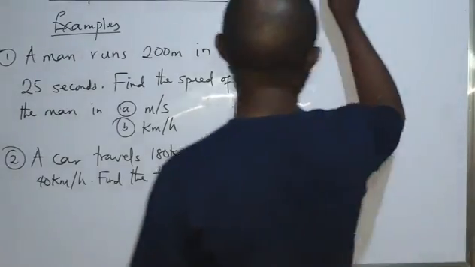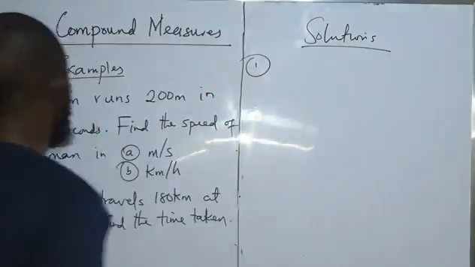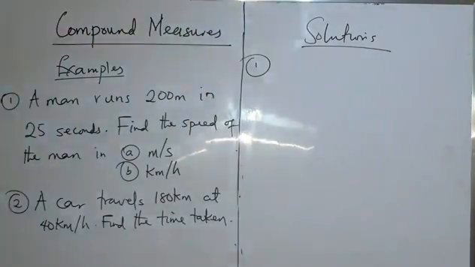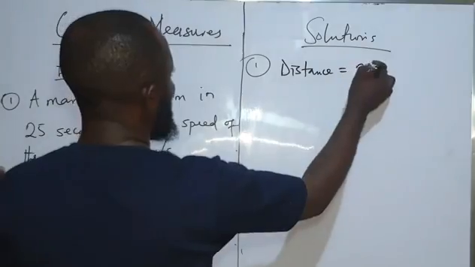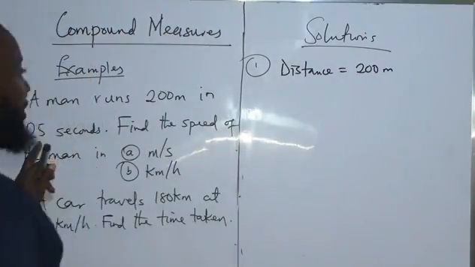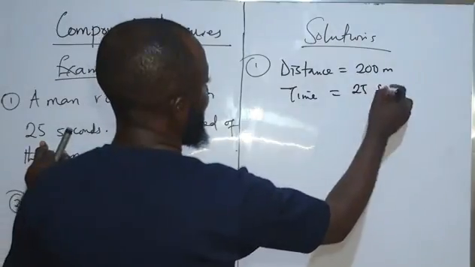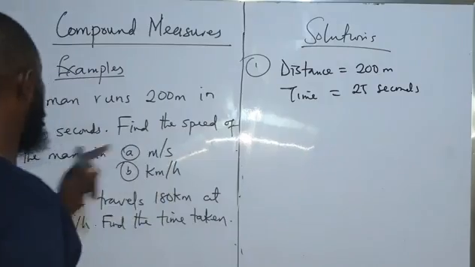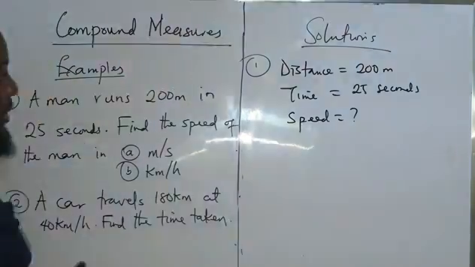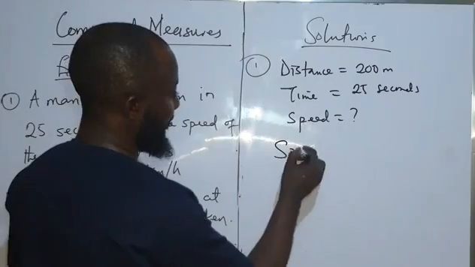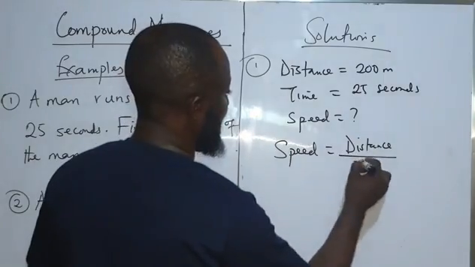So let's start with the first one. Solutions. Number one. A man runs 200 meters. That is the distance here. So distance is 200 meters. Then 25 seconds. That's the time taken. So which is what? 25 seconds. So find the speed. Speed is what we are looking for. So what is the formula for speed? Speed is distance divided by what? By time.